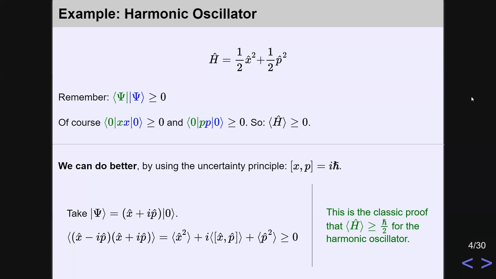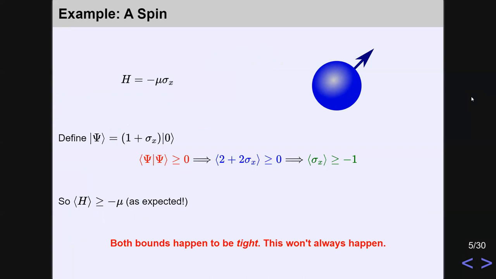Okay. Then another example, we can do the same trick. We can look at a spin system. Now that Hilbert space is just two-dimensional. And now a good state to look at is, start again with the ground state, an unknown state, but apply 1 plus sigma x. And same method, the inner product of it with itself has to be greater than or equal to 0. And we find that the expectation value of sigma x is bounded below by negative 1. And that corresponds to a bound on the expectation value of the Hamiltonian of mu.